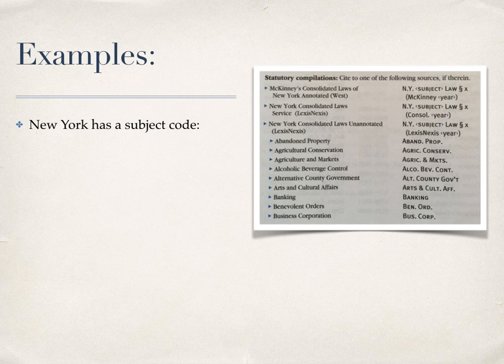You'll see that to the right of the name of the statutory compilation, you get a basic idea of how to cite to that statute. So it's New York, insert the subject plus law, space, section, space, and then you see on the right, X. What does X mean? X means that's where you're going to put the number of the section, plus the publisher, McKinney, plus the year.